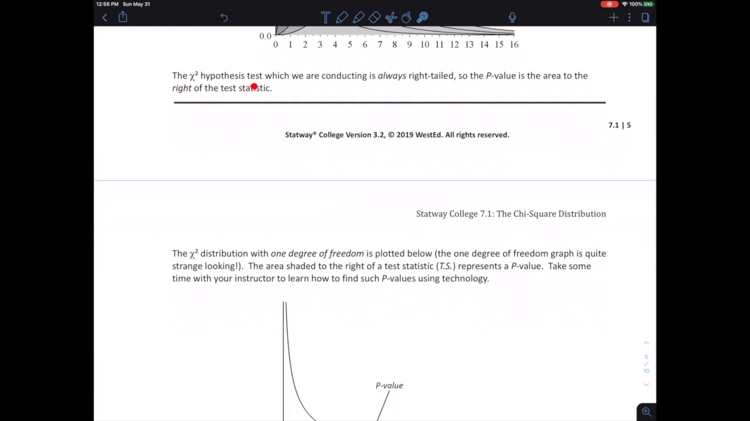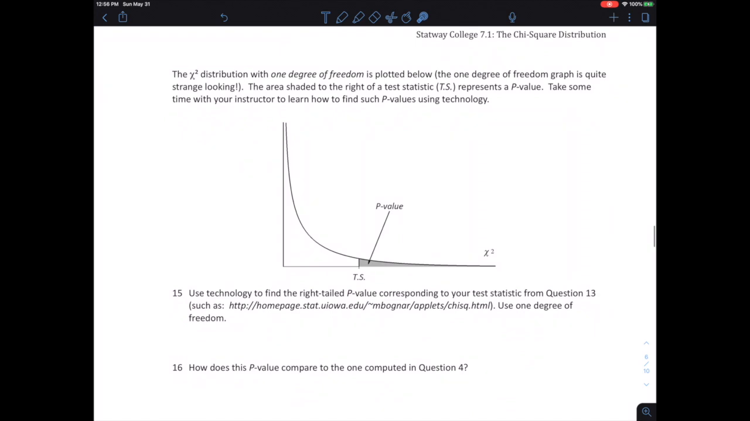The chi-square hypothesis test which we're conducting is always right-tailed, as I've said already. So the p-value is the area to the right of the test statistic. The chi-square distribution with 1 degree of freedom, which is what we're doing right now, is plotted below. The graph is quite strange looking. As you can see, it has a spike here and it goes up forever. The area shaded to the right of the test statistic represents a p-value. Take some time with your instructor to learn how to find such p-values using technology.